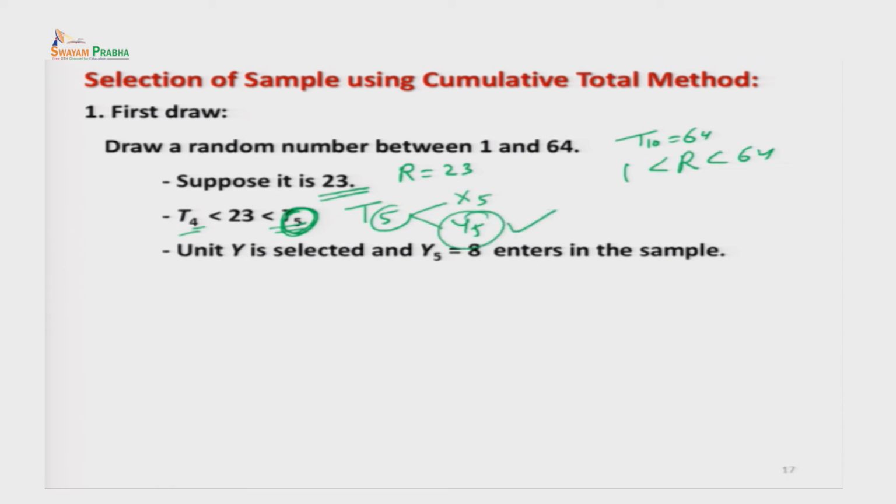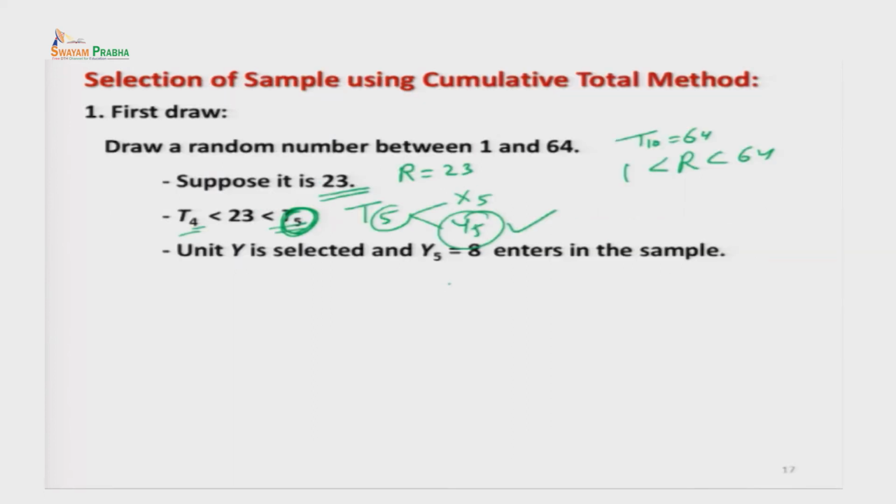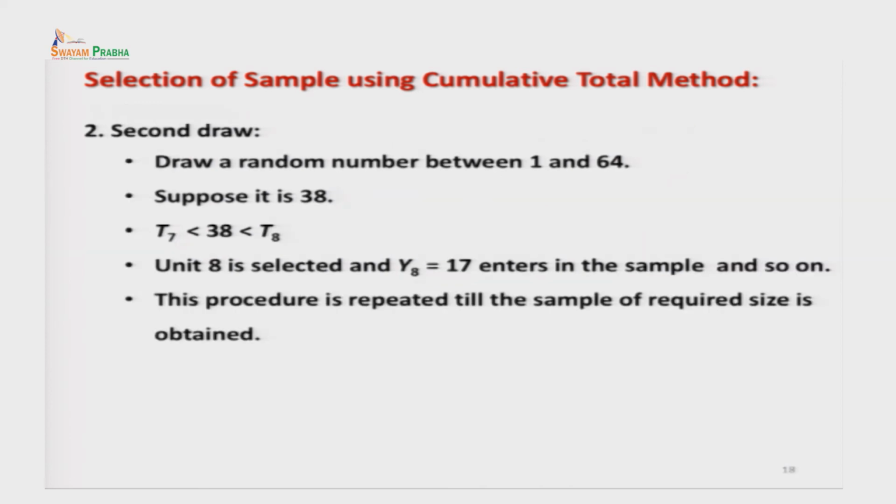And now, whatever is the value of y5, that we have to see. So, this is y4 and this is y5, y5 is equal to 8. So, now this y5 equal to 8 enters in the sample, and the first sampling unit becomes y5 equal to 8. Now, suppose we come to the second draw, and once again we try to draw a number r between 1 and 64. Suppose this number comes out to be 38, that is r is equal to 38.